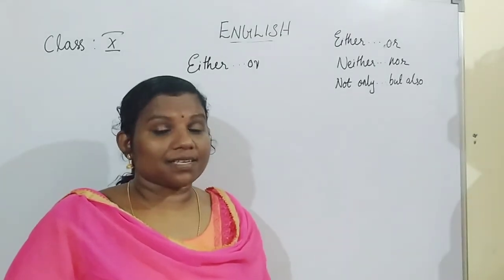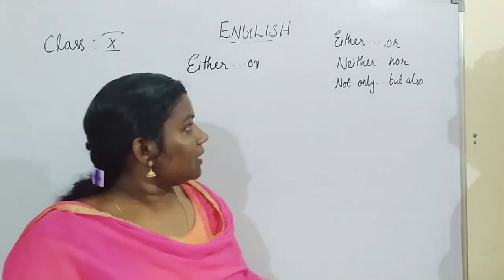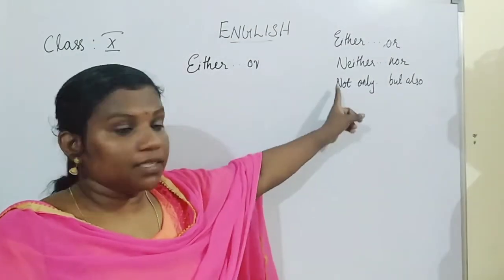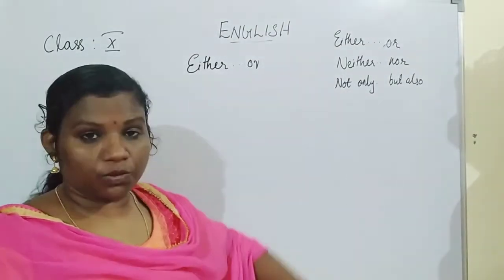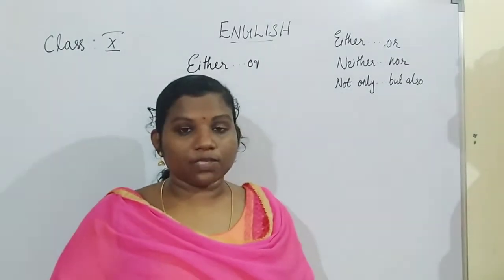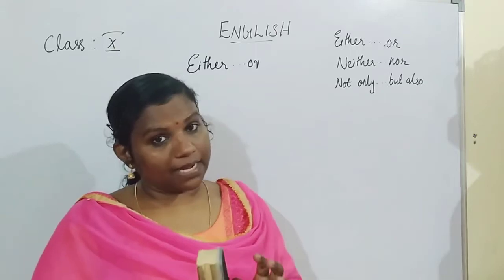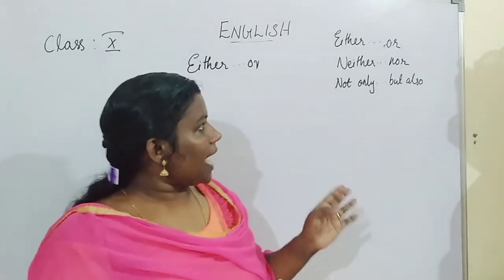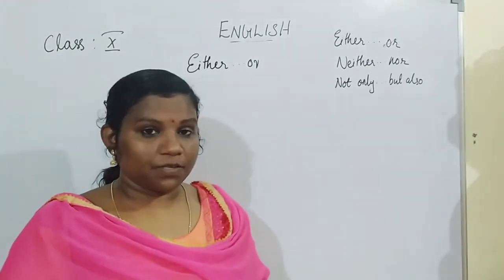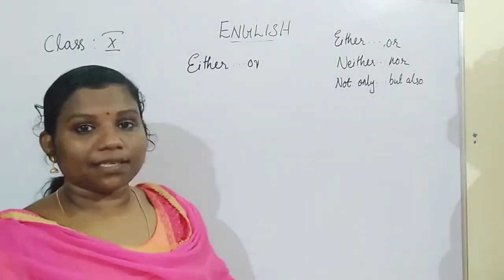Today in this class, I am going to help you to understand three conjunctions: either...or, neither...nor, and not only...but also. How can you use these three conjunctions in a sentence, or how can we combine two sentences with the help of these? First one, we are going to see either...or.